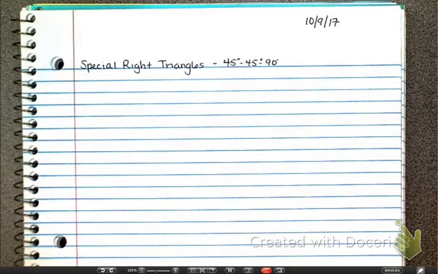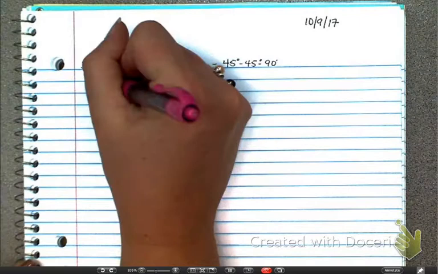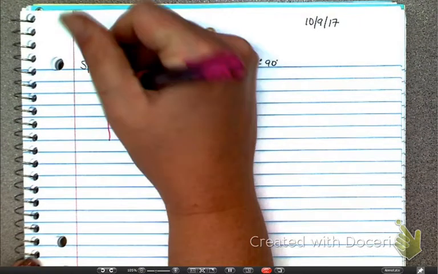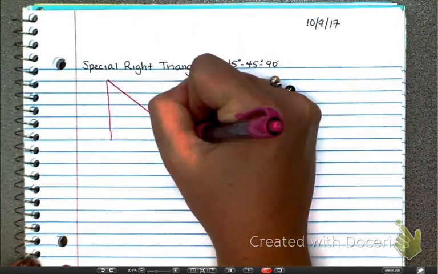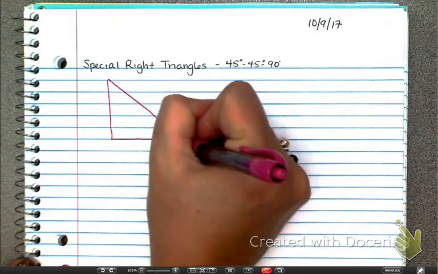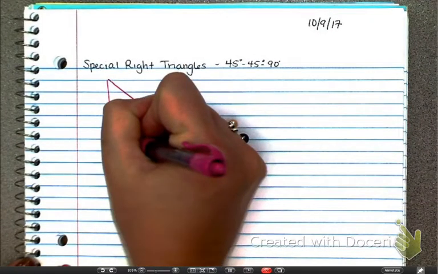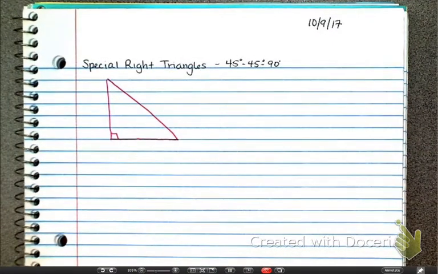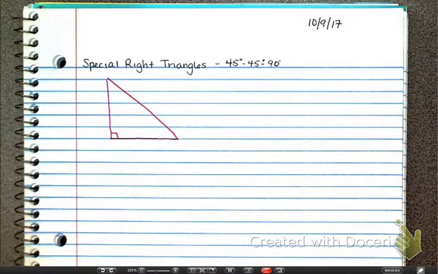Okay, so we have been talking about right triangles now for a few weeks and dealing with trig ratios. And today we're going to look at special right triangles, and specifically 45, 45, 90-degree triangles. There is going to be a different way that we can solve for side lengths with these special right triangles. Tomorrow we'll look at 30, 60, 90s. But instead of using trig functions, there's another way we can do it.